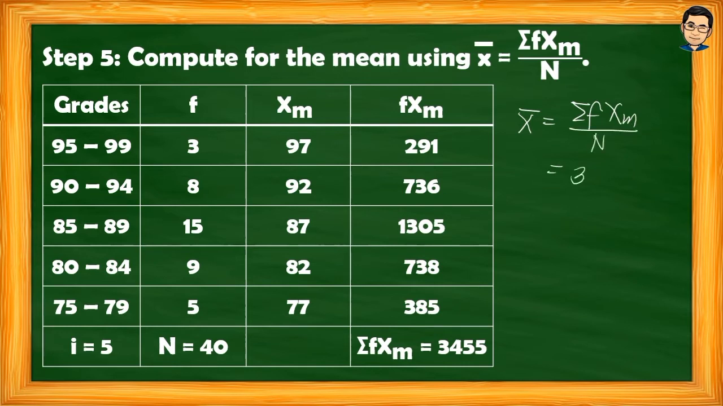So, 3,455 divided by 40. So, the result is 86.375. Okay. Or pwede rin natin yung i-round up to the nearest hundredths or 2 decimal places. That will become 86.38.